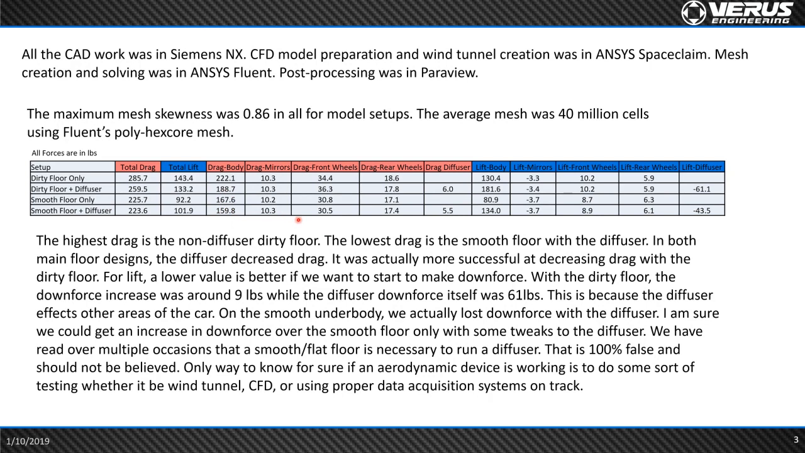Now going to lift, we can see the same aspect. On the body itself, it's seeing 130.4, which then goes up to 181 with the diffuser, but the diffuser itself creates 61.1 pounds of downforce. So this still makes an overall decrease in lift, which can be seen here. Now with the smooth underbody, the diffuser actually creates less downforce itself, and the overall lift is still a little bit higher on the actual body. And that's where this increase comes from here.